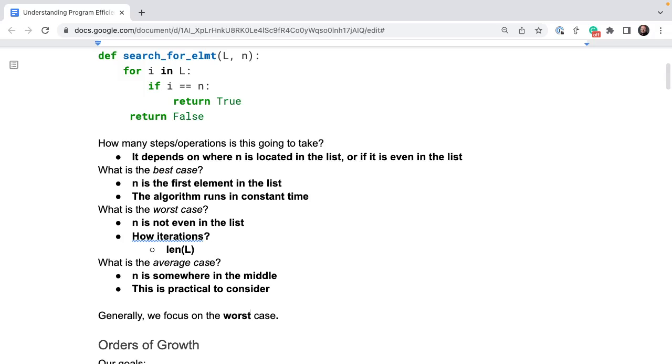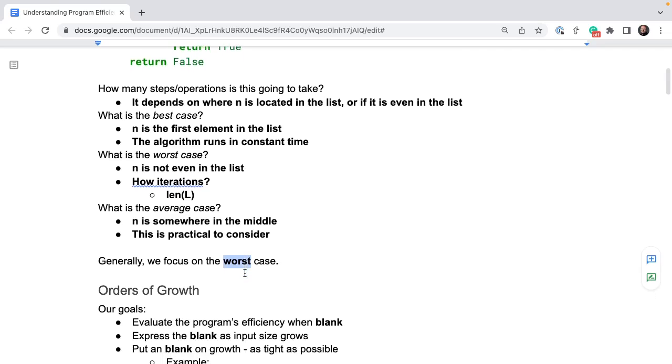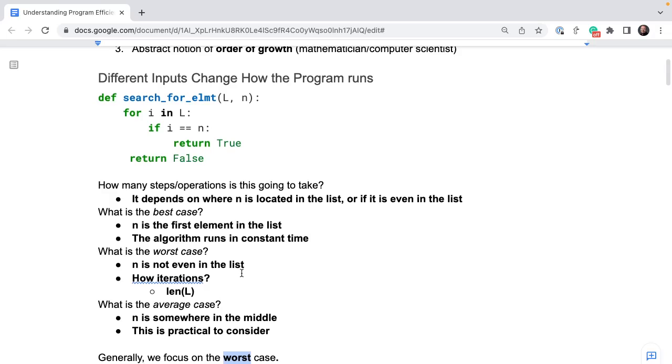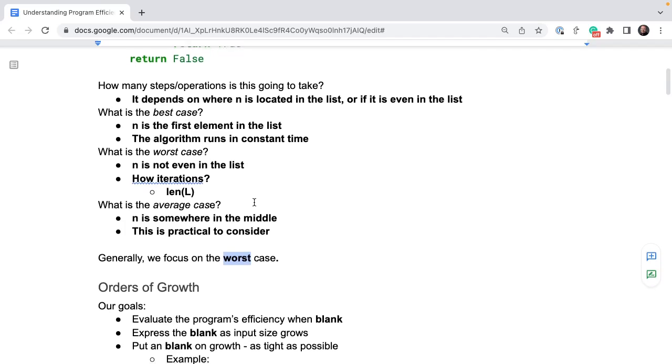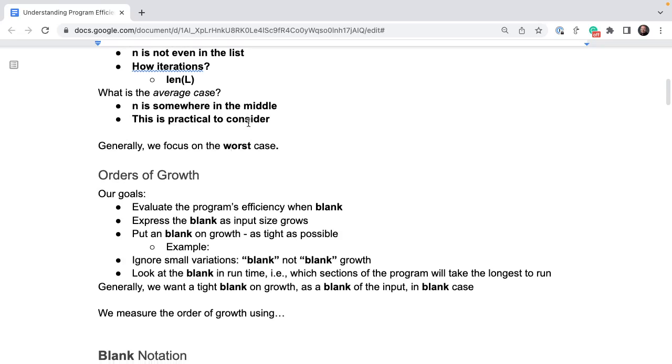So as we develop this idea of order of growth, we're going to focus on the worst case. That is to say, how long is it going to possibly run? Well, when we have to go through the whole length of the list. So any questions on this little discussion right here? So we have 3 cases: best case, worst case, and average case. What case are we focusing on? Worst. The worst.